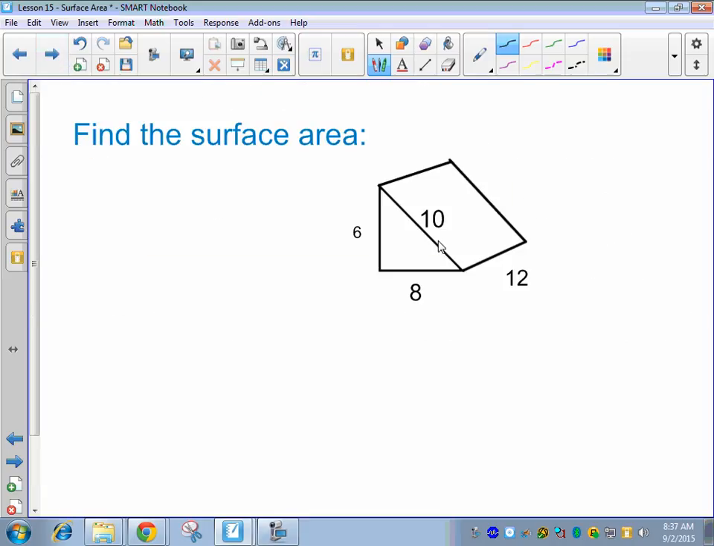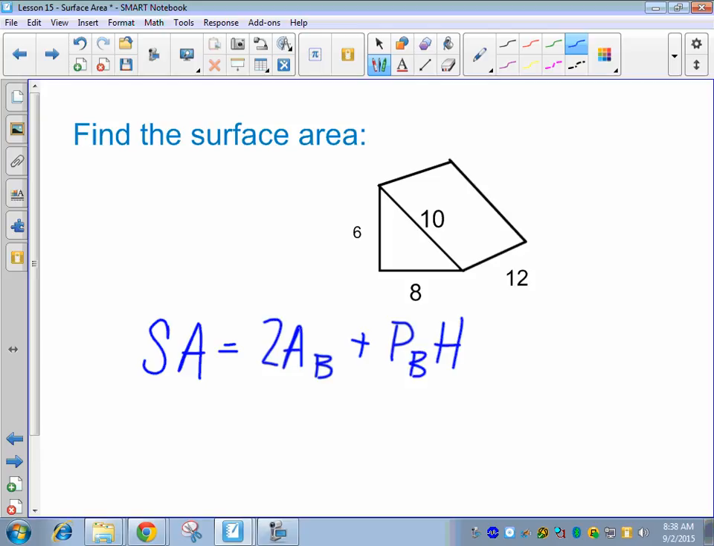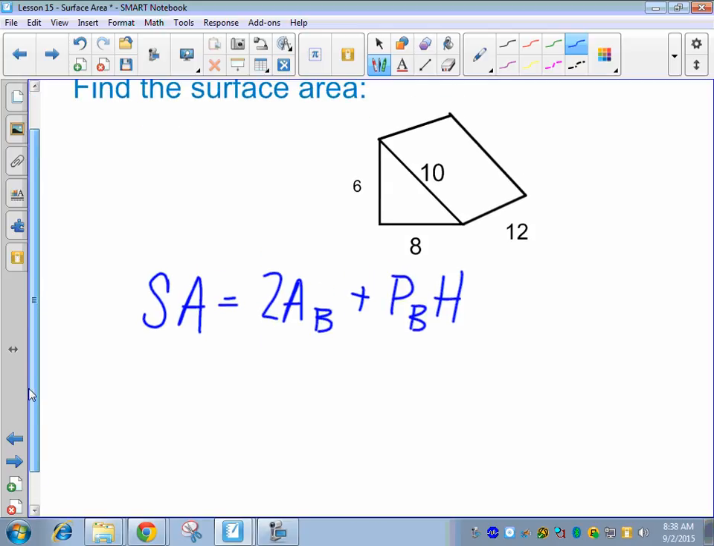You guys probably are all good with that by now. So find the surface area. You already have this on your sheet, so you don't have to try and draw it. So as usual, guys, we always want to start with the formula. So I'm going to start with SA equals, someone tell me, anybody? 2AB plus PBH. You guys want this to be ingrained in your brain so you can recite it when you sleep. Okay, perfect. So we have 2 area of the base plus PBH, the perimeter of the base times the height.